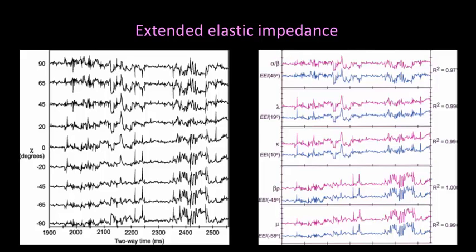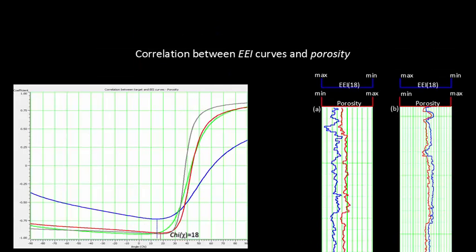And the beauty is that lambda you can determine from the log data, and extended elastic impedance at 19 degrees you can determine from seismic data. But you need to know the angle for a particular property. And that is what you can do here. These are 4 different curves, and this is the range of angles minus 90 to plus 90. This is your correlation coefficient for 4 different wells, and notice they all show a negative correlation at an angle of 18 degrees.